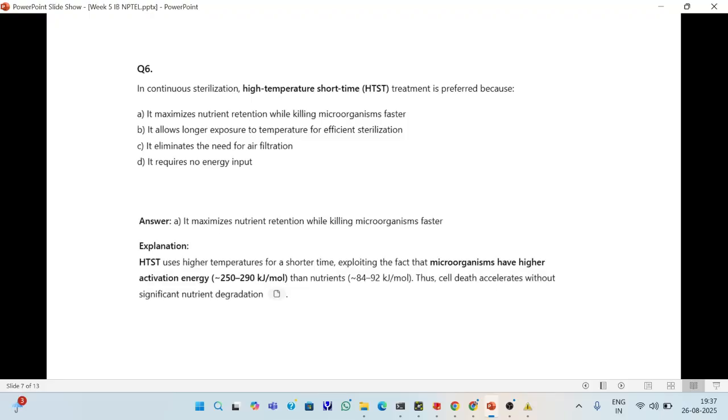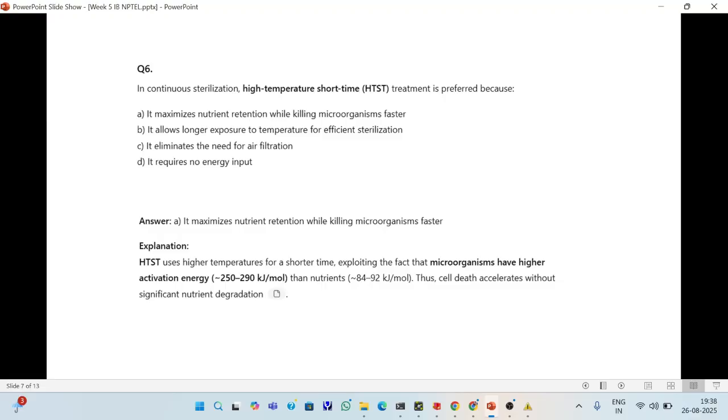Okay, let's see what is the correct answer. It is A. It maximizes nutrient retention while killing microorganisms faster. So when you are doing a continuous sterilization, this HTST, which is the high temperature short time treatment, is preferred because with high temperature the nutrient retention is maximized while the microorganisms are also killed faster.